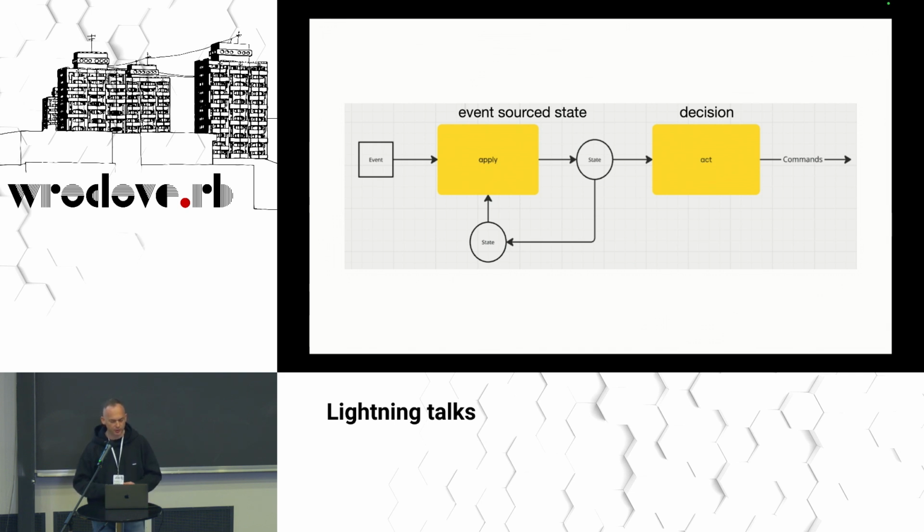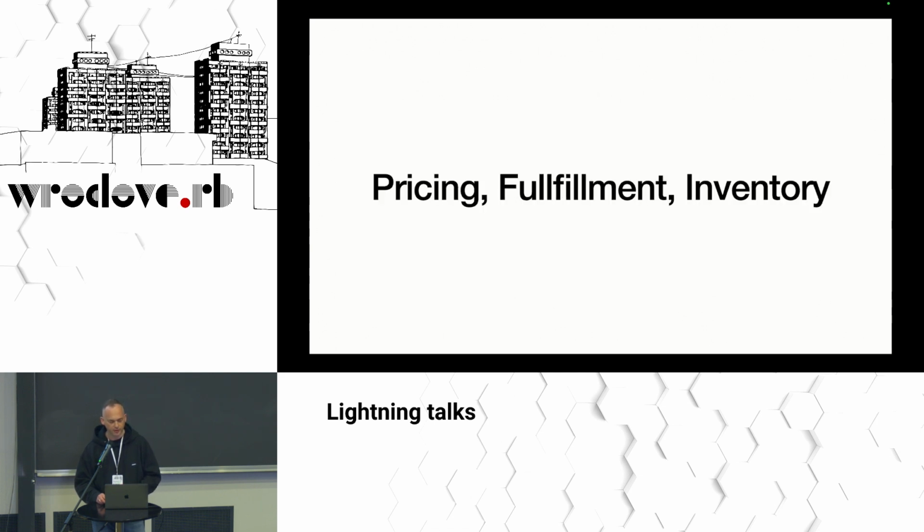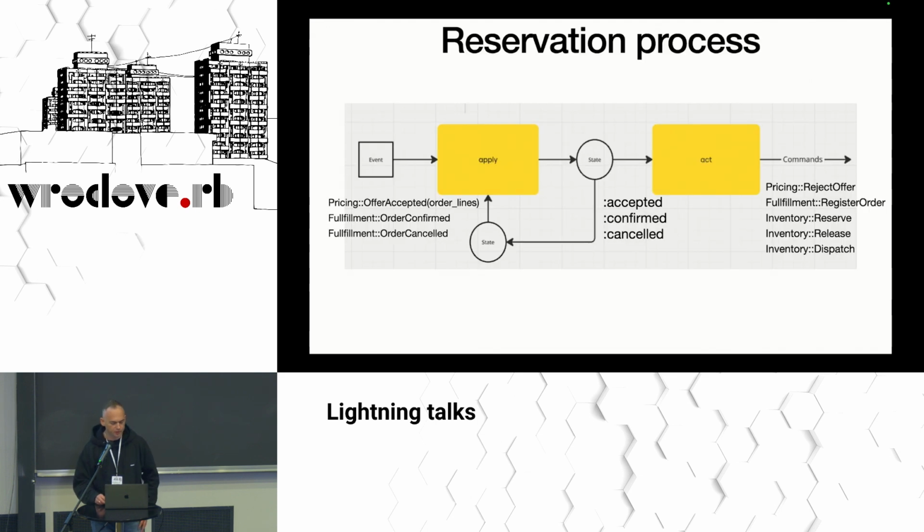We get an event, or events, at the beginning. We build a state from events. We make a decision, and this outputs a command, or some commands. And I will use an example of a reservation process, which is non-trivial, because it orchestrates pricing, or maybe a better name would be sales, fulfillment of an order, and inventory, where you reserve or dispatch stock from the inventory. So on the left side, you can see the 3 events that we are interested in: pricing offer accepted, order confirmed, and order canceled. And then we build a state which can be in 3 different states according to the events. And then actually there are 5 possible commands to be issued, which makes it not so trivial in general.